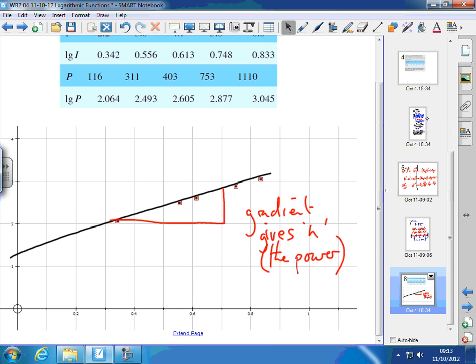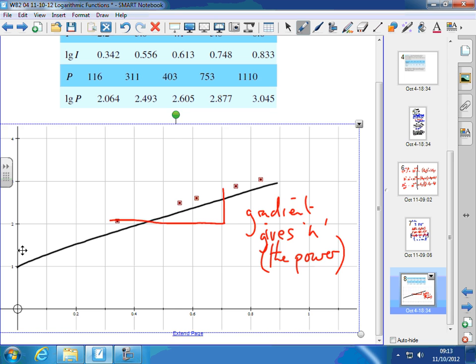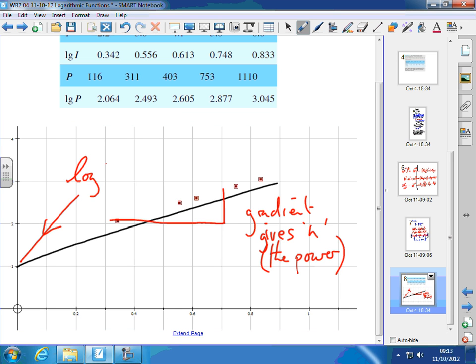So the gradient gives the value for n, the power, and we've got to be a bit aware here because this point here gives the log of R. So we then have to remember that this is a power of 10: 10 to the power of this value. To find out the actual number, we've got to work out what 10 to the power of that value is, to find out what R is. Okay. So let's try one.